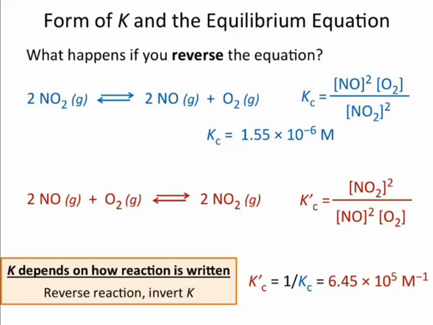If you're putting products on top and reactants on the bottom, if you reverse the two, you're just going to invert your equilibrium constant. And so if you want to find what the K prime is, you just take 1 over 1.55 times 10 to the negative 6th, and there you go. You get the new equilibrium constant K prime.